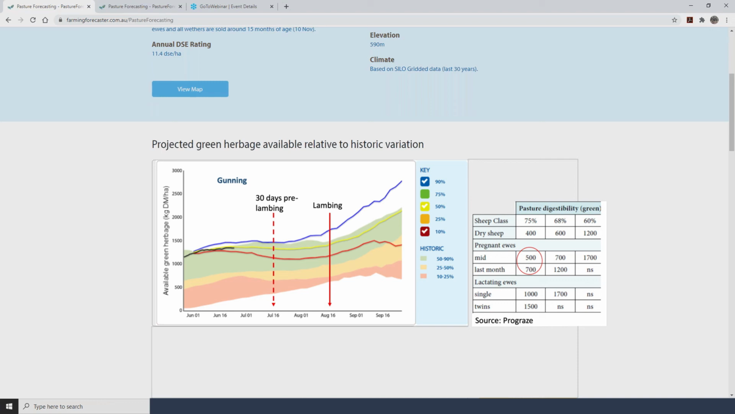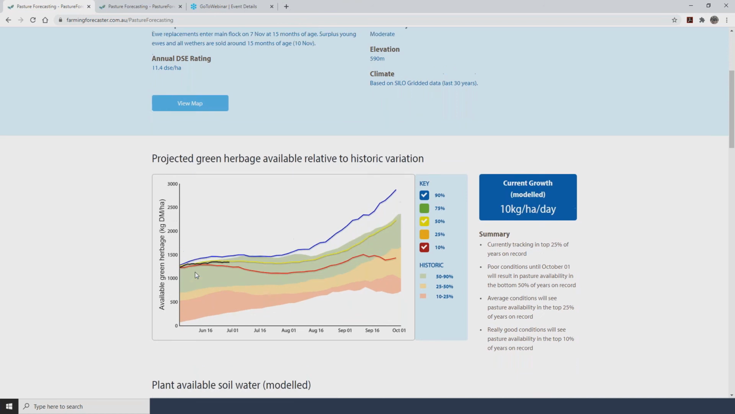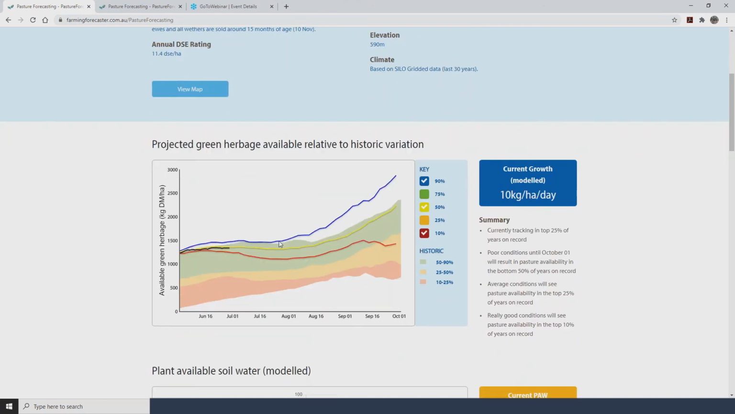These pasture forecast graphs give you an indication of what direction things are heading, and if animal requirements are likely to be met or exceeded. And the earlier that you can identify a potential issue, the better position you'll be in to manage it. That takes us through the pasture forecast graph.